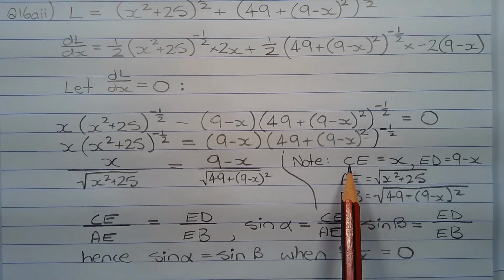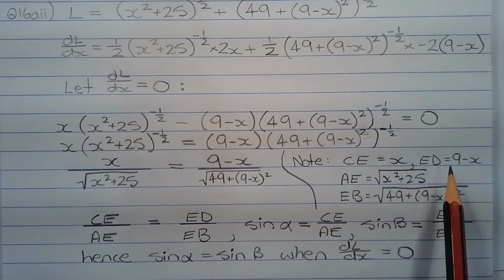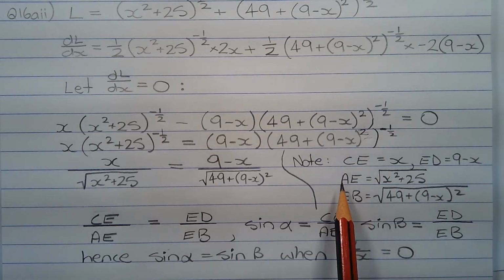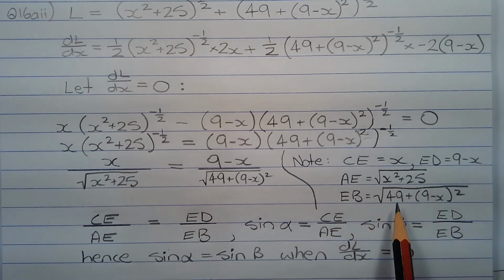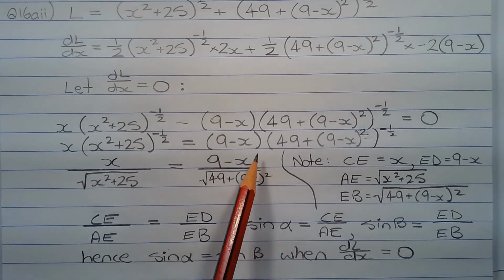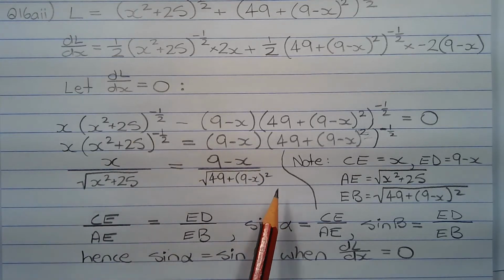Now note that CE is equal to x, ED is equal to 9 minus x, AE is equal to the square root of x squared plus 25, and EB is equal to the square root of 49 plus (9 minus x) squared. And recall that AE and EB represent the hypotenuse of the right angled triangles. So replacing the numerators and the denominators with what we have here, we have CE over AE is equal to ED over EB.